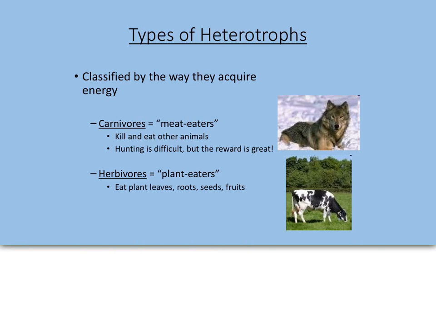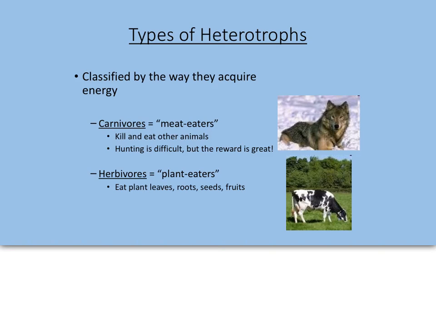Now, autotrophs are autotrophs. There's no subgroups in those, but heterotrophs we classify into a whole bunch of different groups. Most of these I think are going to sound familiar to you, but we'll just run through them real quick. And they're classified based on how they get their energy. In other words, what they consume.